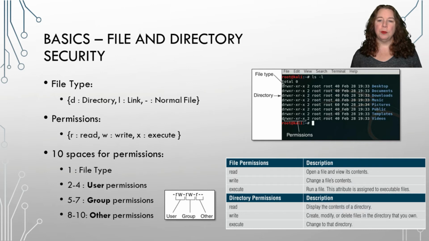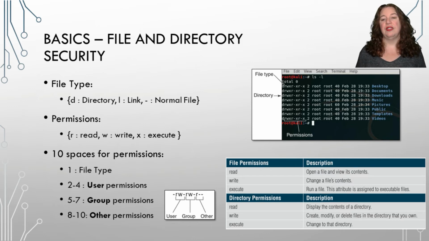By the way, directory permissions are just a little different than file permissions in that read opens the file and views its contents, whereas read on the directory displays the contents of the directory. Write changes the file's contents, whereas write with a directory will create, modify, or delete the files in the directory that you own. And then execute runs the file, as opposed to execute on a directory, which means change to that directory, open up the directory. If I have an execute permission on a directory, it means I can open it. So a little bit different when you're looking at a directory versus a file.